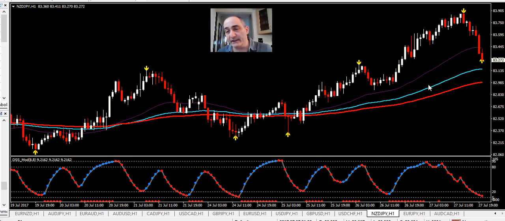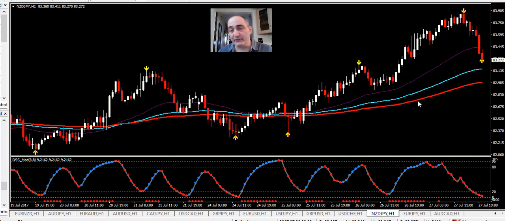So what I'm looking for here is if the 21 is above the other 2, then that means the current trend is up, so I would only want to take long positions in that currency. And if the 21 is below the other 2, then the current trend is down, and I would only short that currency.